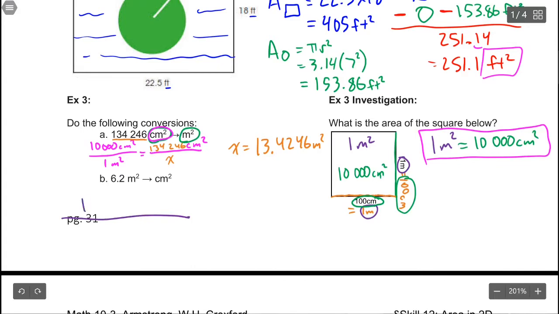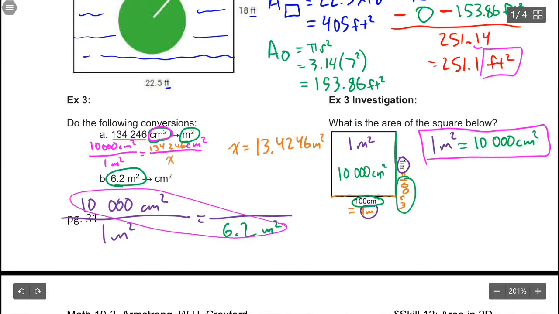And you can do the same thing backwards. So we can do 10,000 square centimeters per 1 square meter equals, in this case, we have our square meters. So our 6.2 meters squared goes underneath. And when you cross multiply and divide, you get that it's 62,000 centimeters squared. Cool.